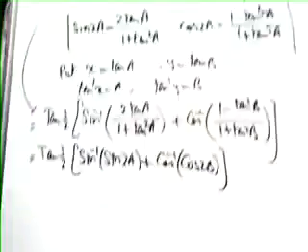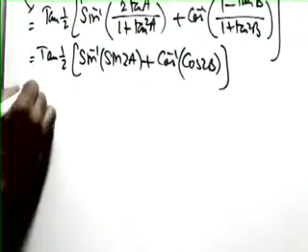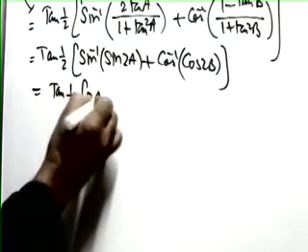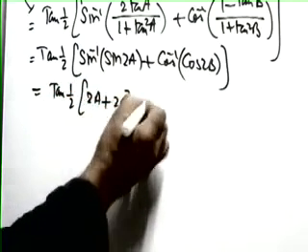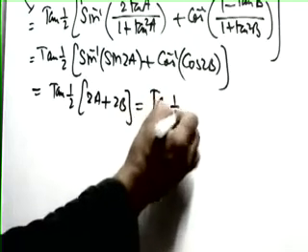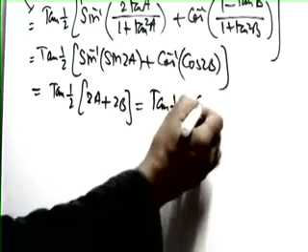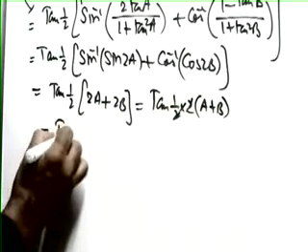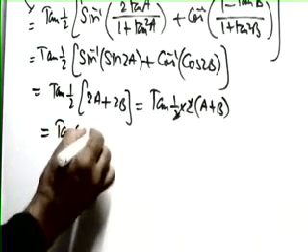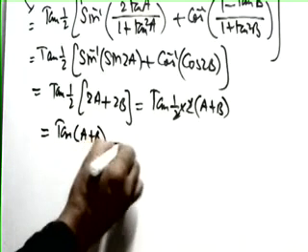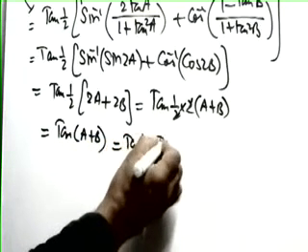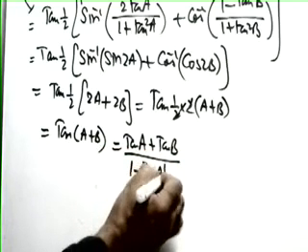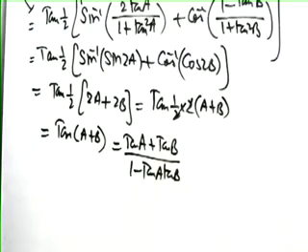Now we know sine inverse will get cancelled and cos inverse will get cancelled. So what are we left with here? Watch carefully: tan of half into 2a plus 2b. Now if you take common 2, tan half into, what is left here? a plus b. So 2 will get cancelled. Now this is nothing but tan of a plus b. Now tan a plus b is tan a plus tan b divided by 1 minus tan a tan b.